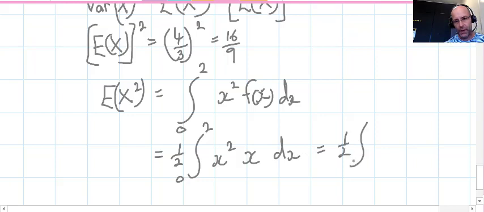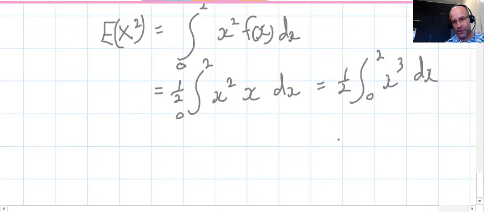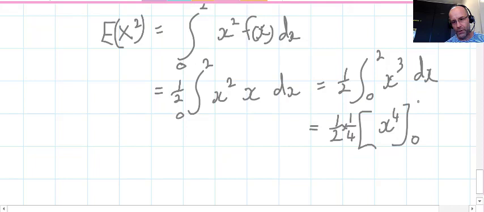So we've got a half times the integral between 2 and 0 of x cubed dx, which is pretty easy to integrate. And continuing on, we will have x to the power 4 over 4. I'm going to put the over 4 bit out here, and that's between 0 and 2. So that's effectively 1/8 times 16 inside the brackets, and that's 2. So we're nearly ready.